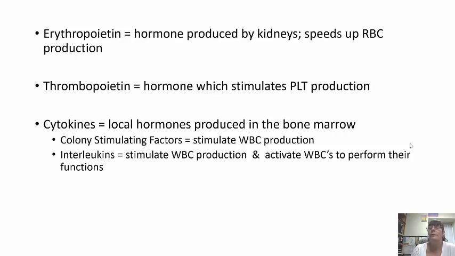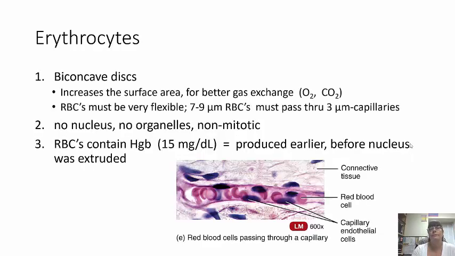Thrombopoietin stimulates platelet production. And then we have cytokines. We have colony-stimulating factors, which stimulate white blood cell production, and interleukins, which stimulate white blood cell production and activate the white blood cells so they can actually perform their functions. And we'll talk about interleukins and colony-stimulating factors in immunity.